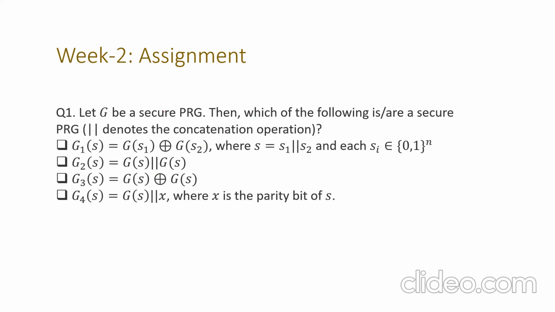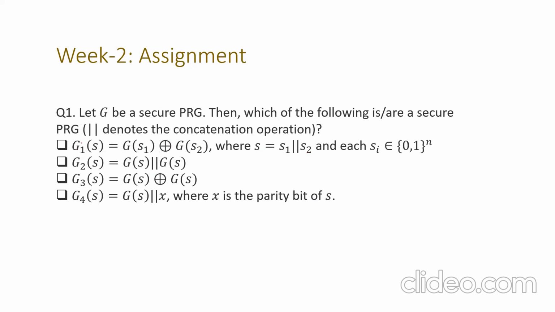I would like to ask the participants if any one of them can comment on the security of the first PRG proposed here. G1(S) is G(S1) XORed with G(S2). G is already known to be secure, and S is a concatenation of two equal length strings. So S1 also has bit length n, S2 also has bit length n. So S is a 2n bit string.